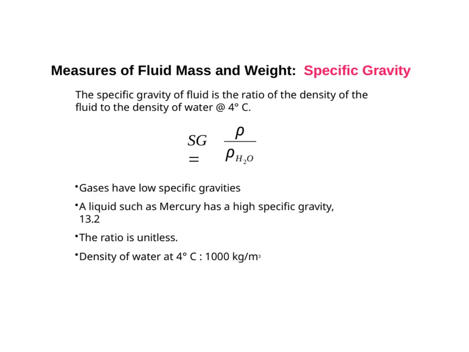Let's talk about specific gravity, a way to compare how heavy fluids are without worrying about units. It's a ratio, plain and simple. We take the density of the fluid, then divide it by the density of water at 4 degrees Celsius. Water's density there is a nice round 1,000 kilograms per cubic meter. For example, mercury has a specific gravity of 13.2, meaning it's over 13 times denser than water. This ratio helps us understand a fluid's weight relative to water, no matter the units used.